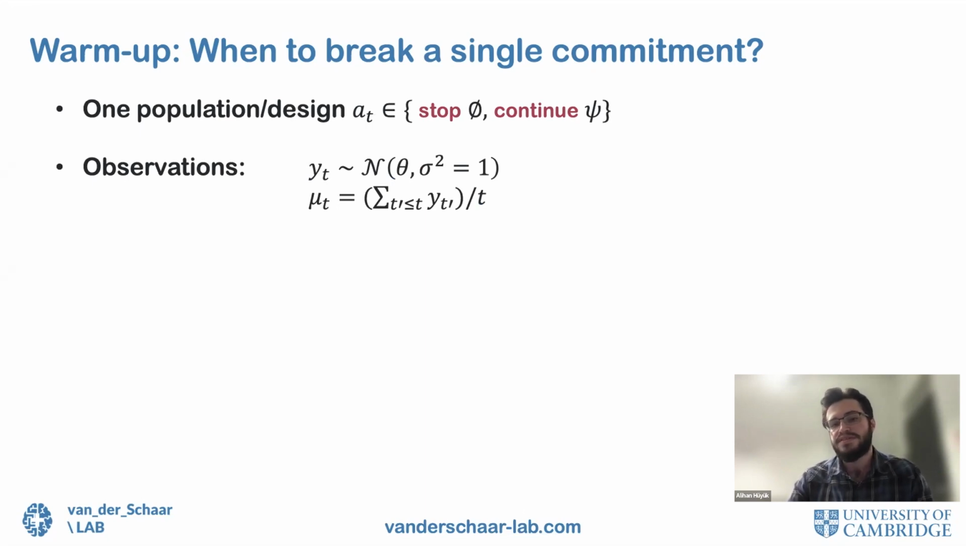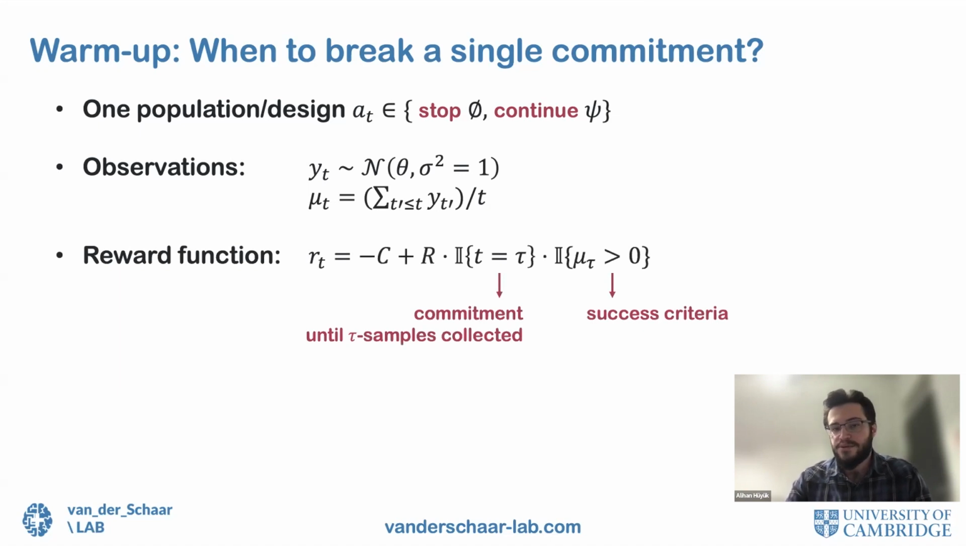And to be able to make decisions, I'm keeping track of a moving empirical mean, which I denote with mu. And this is the same reward function that I shared earlier. For each time step I'm continuing with the trial, I'm paying a cost, minus C. And at the end, potentially I can gain a positive reward R. I gain that reward only if I didn't stop until the trial was finished, and only if the trial was successful. Here, I assume success means the empirical mean reward that I see is larger than 0, which corresponds to a positive effect.